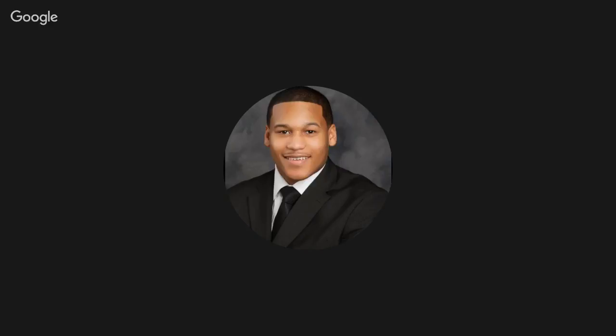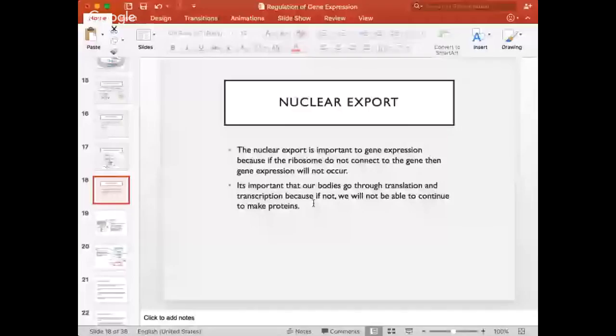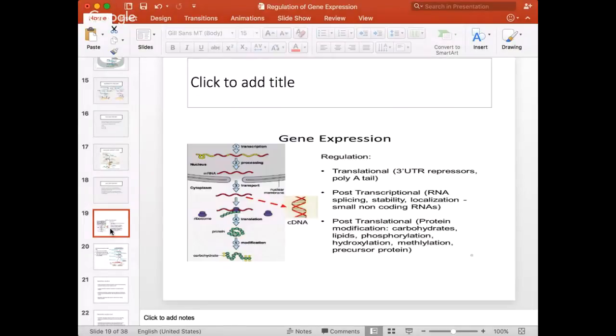The reason why nuclear export is important in gene expression is because if the ribosomes do not connect to the gene, then gene expression will not occur. Also, it's important that our bodies go through transcription and translation, because if not, we will not be able to continue to make proteins. And we all know that our bodies need proteins. And we're going to move on to the next slide.